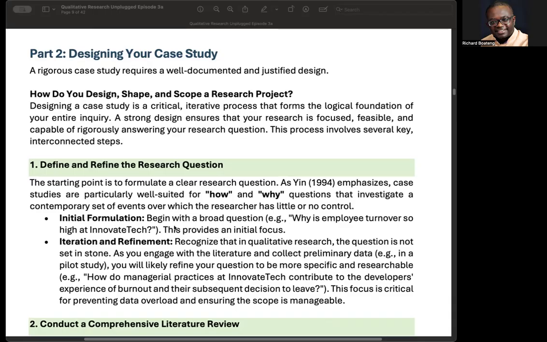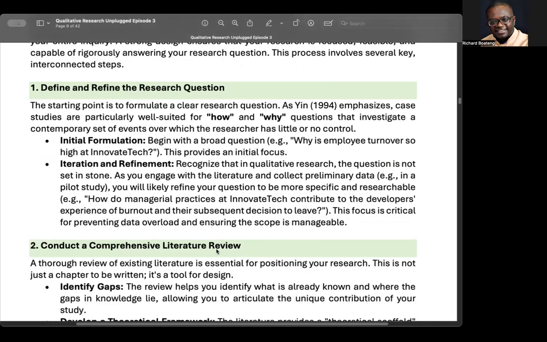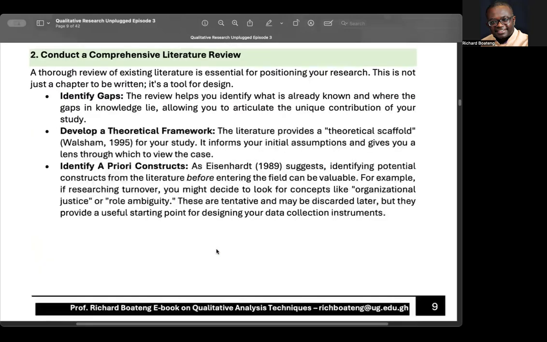Okay, step 2. Conduct a comprehensive literature review. We know it's important, but how does it function as a design tool specifically? Great question. It's much more than just chapter 2 of your thesis. First, it helps you identify the knowns and unknowns in your field. Where are the gaps? This allows you to clearly articulate your study's unique contribution. Why does this research need to be done?